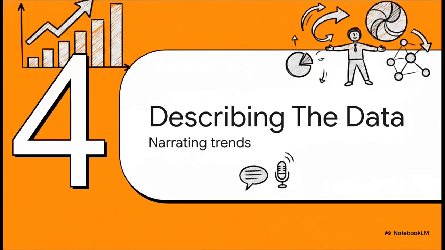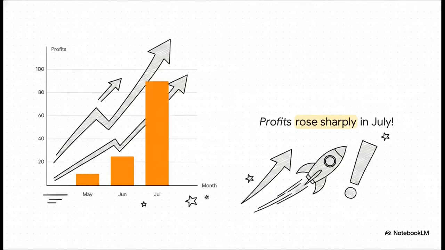Section 4, Describing the Data, where we narrate those trends dynamically. Imagine you are standing up there at the front of the room. It's time to bring those charts to life. When you're dealing with data that shoots straight upwards, your language, and honestly, even your pacing, needs to reflect that sudden excitement. If profits just explode in July, do not just say they went up.